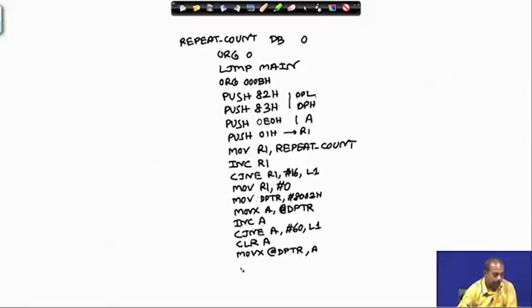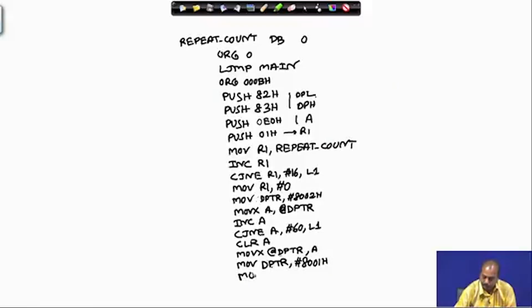Then I have to look into the minute part. For getting the minute part, I have to move DPTR comma #8001 hex, and then I should get the minute value.